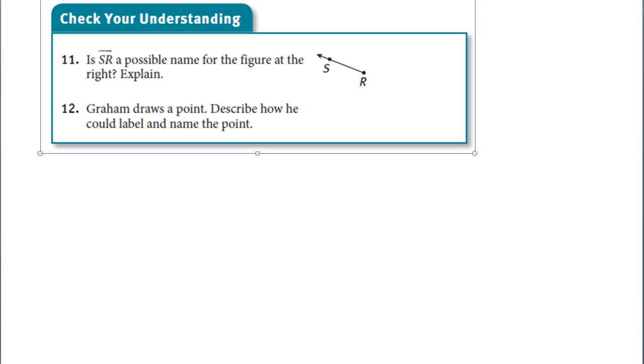Okay, here's the check for understanding. So I'm going to pause the video and give you a chance to answer these and then push play again. Question 11. Is ray SR a possible name for the figure at the right? Explain. And then question 12. Graham draws a point. Describe how he could label and name the point.